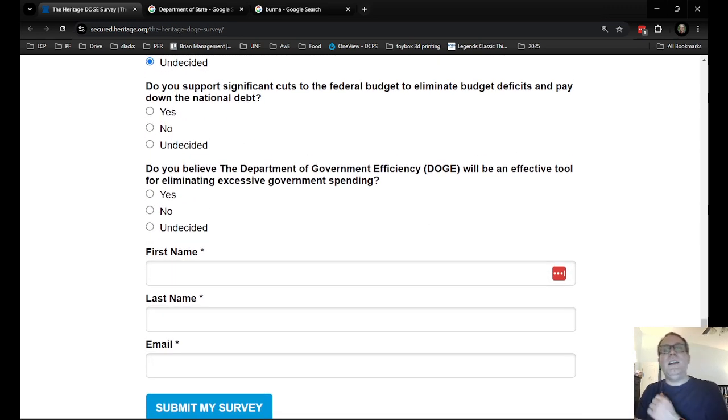Do you support significant cuts to the federal budget? God, we're still on spending. We haven't talked about harm at all. To the federal budget to eliminate budget deficits and pay down the national debt. Again, two questions. Really, it's three. Support significant cuts, and who's defining what significant is? You've used significant a few times here, and you haven't told me what it means. Significant cuts to eliminate budget deficits and pay down the national debt. That's three questions. I've got to put down undecided. I can't answer three questions at once. Okay.